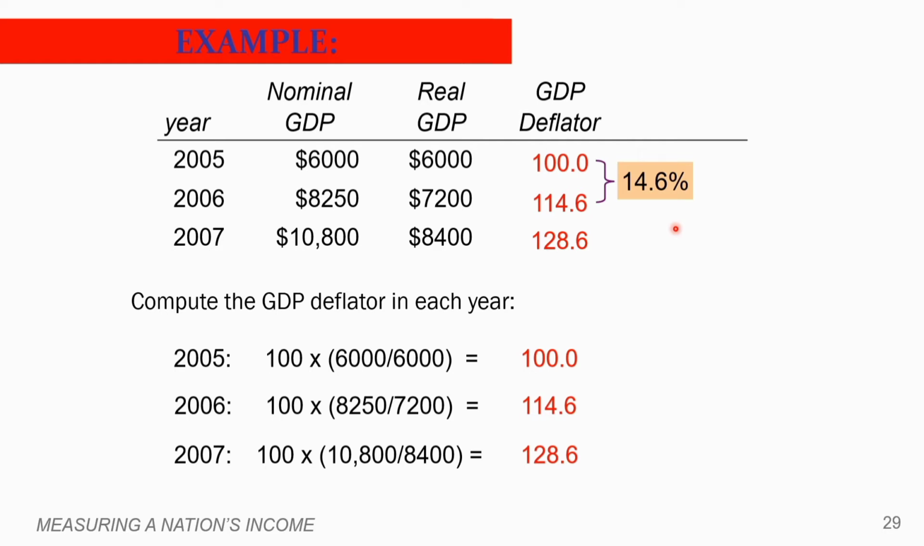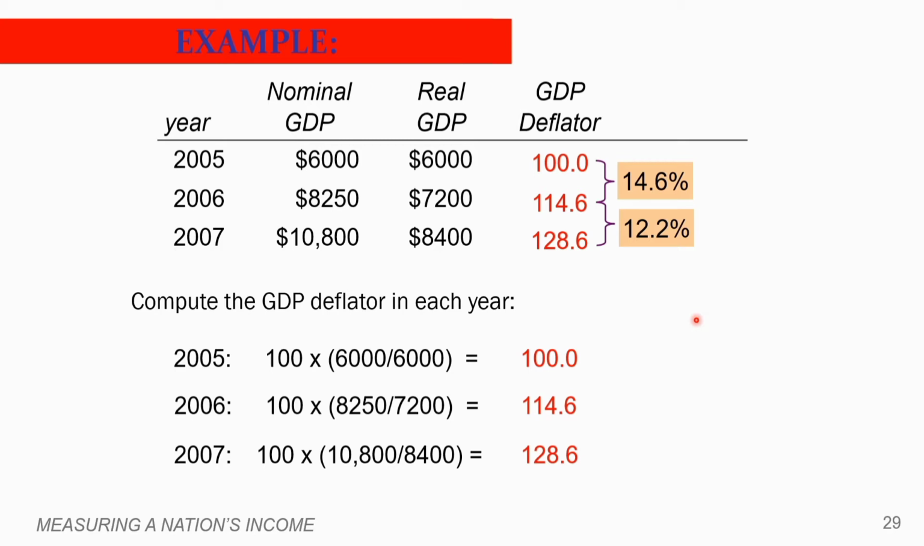So, that is 14.6%. Similarly, the percentage increase from 2006 to 2007 is 12.2%. So, that is equal to 128.6 minus 114.6 divided by 114.6 times 100%. So, that is how to calculate the percentage increase.